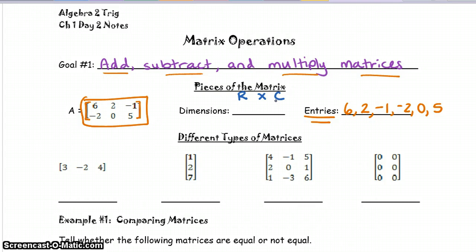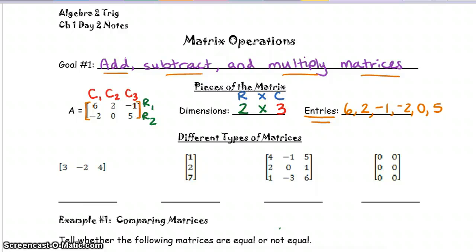In this case, the number of rows that we have are row 1 and row 2. So we have 2 rows by, and we have 3 columns going up and down. Column 1, column 2, and column 3. So it's a 2 by 3 matrix, which are the dimensions of the matrix A.